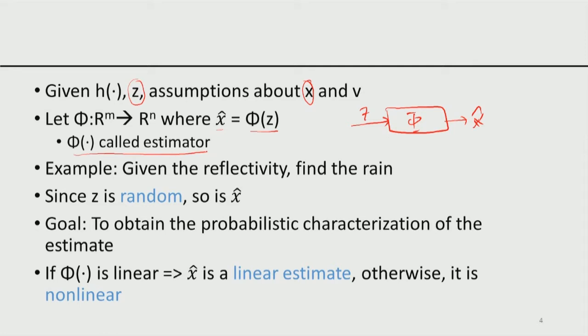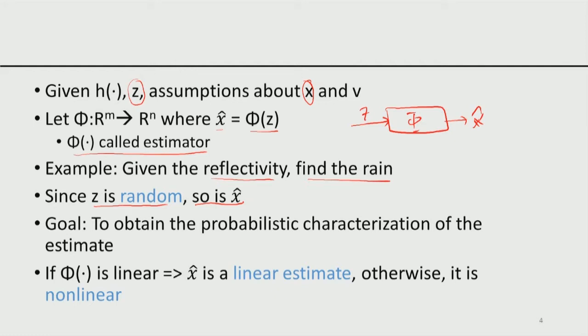So what are the examples? Given the reflectivity from the radar, that is z, I would like to be able to find the amount of rain. So the state of the system is rain, but the measurement is reflectivity, which is z. In this case, z is random. So phi of z is a function of a random variable. So x hat is random.